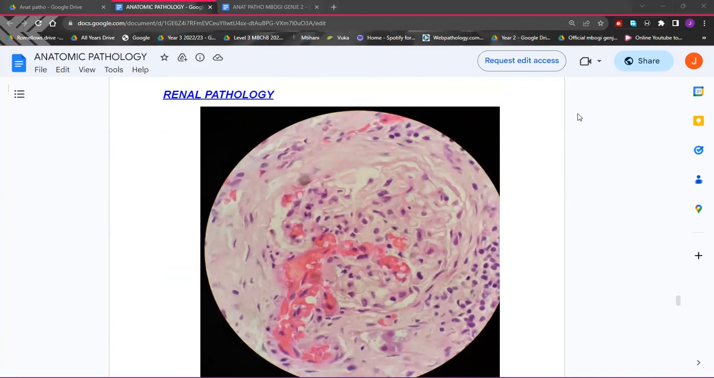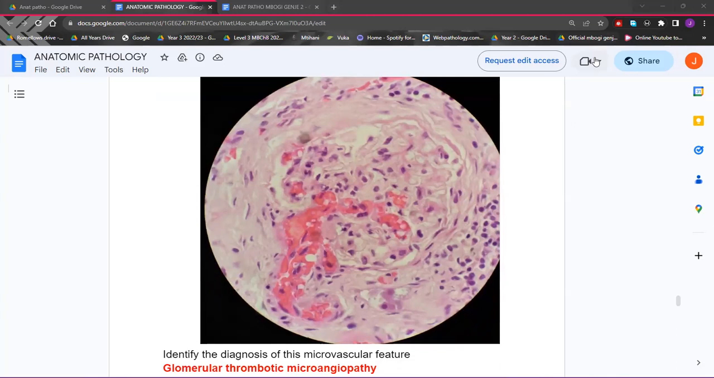Okay, so this is what I'll assume is a picture from an electron microscope. Now let's try and give a diagnosis for the microvascular feature that is being shown. What could be the diagnosis for this? This is glomerular thrombotic microangiopathy, characterized by the crescent formations. Right? So you can see this sort of more reddish C-like appearance. So I suppose that is a crescentic shape of glomerular thrombotic microangiopathy.